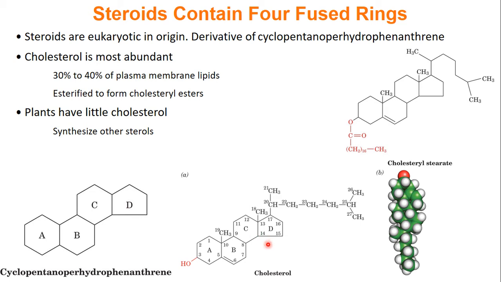Now, cholesterol, shown here, you have a little OH and you get another aliphatic tail. 30 to 40% of the plasma membrane lipids will have cholesterol in them. And they're esterified to form these esters. Now, the reason that you have cholesterol, and we'll talk about this in a later video as well, is that it helps to modulate how fluid your membrane is. In plants, they don't really have cholesterol, but they have other sterols that do the same thing as cholesterol.